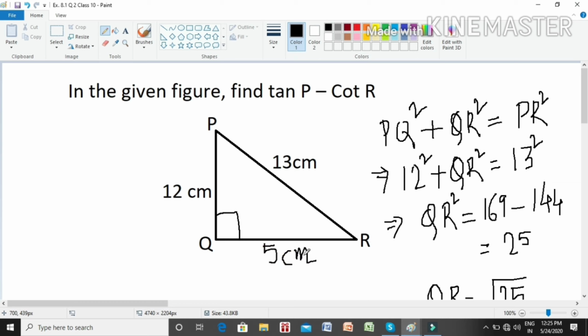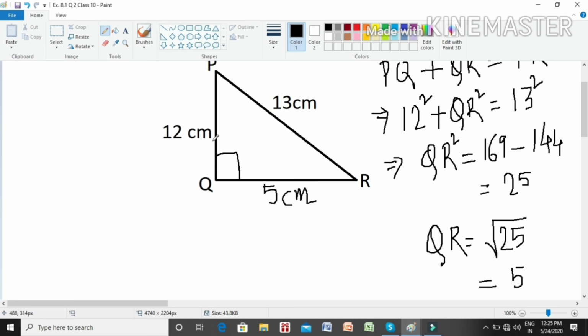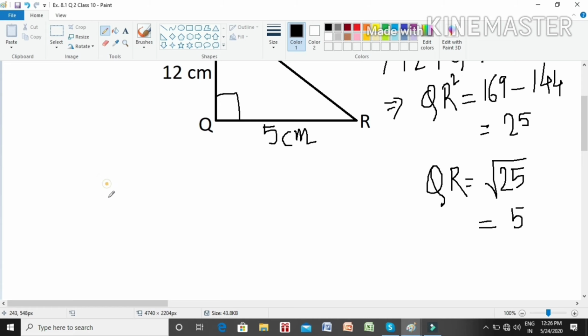Now we have PQ, QR, PR. These three sides have already been given to us. Now we need to find out the value of tan P minus cot R. What is tan P? Tan P means we are targeting the angle on P. Then tan P will be perpendicular by base. So perpendicular will be here QR. As I've said, if this is the theta, perpendicular will be this one, and base will be this one. So QR by PQ.